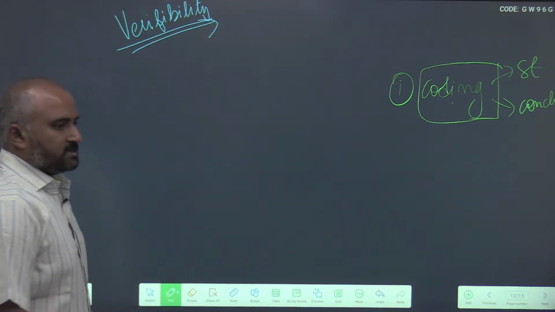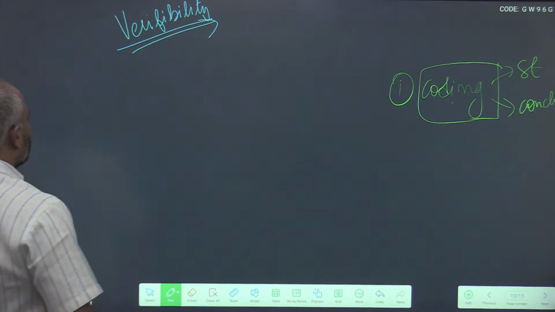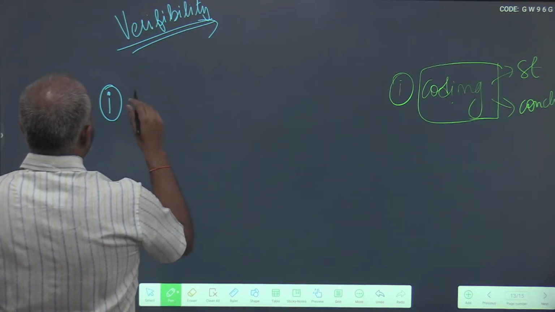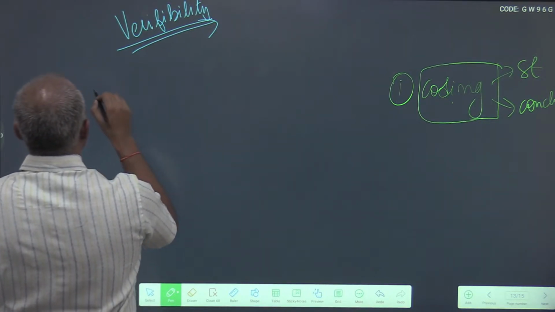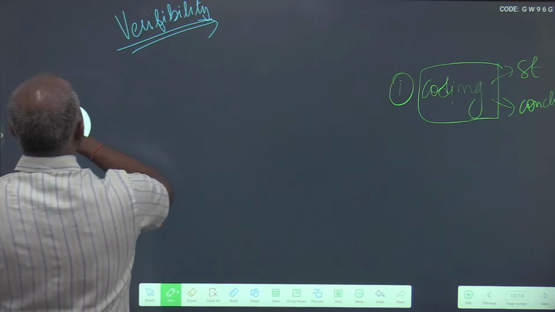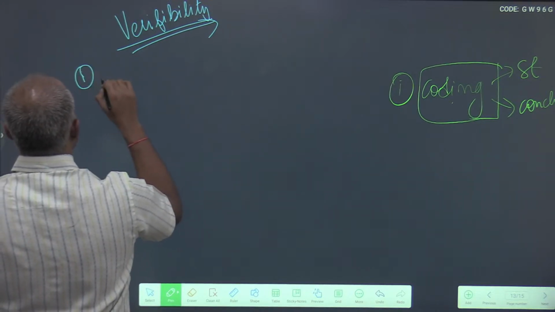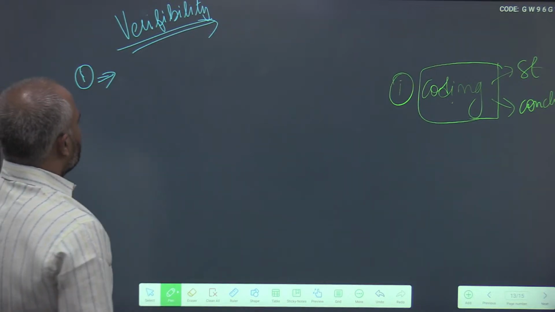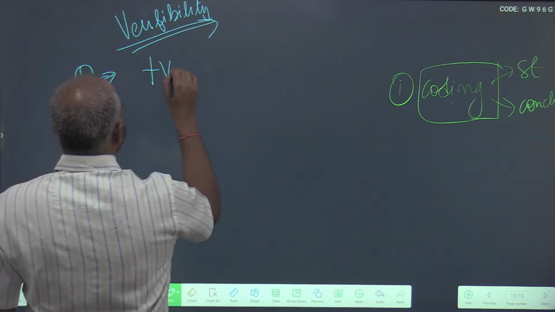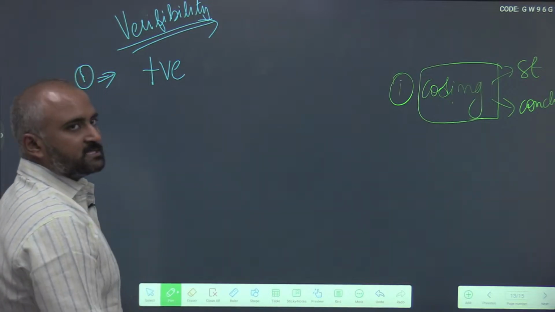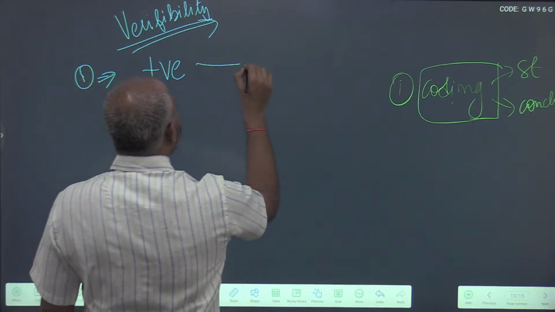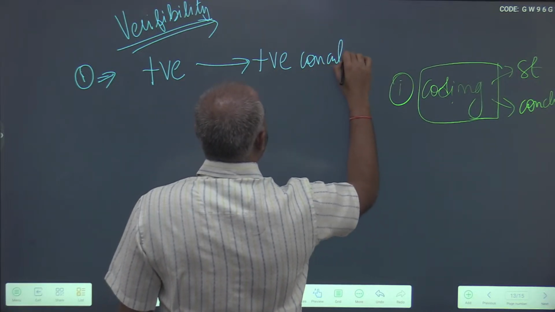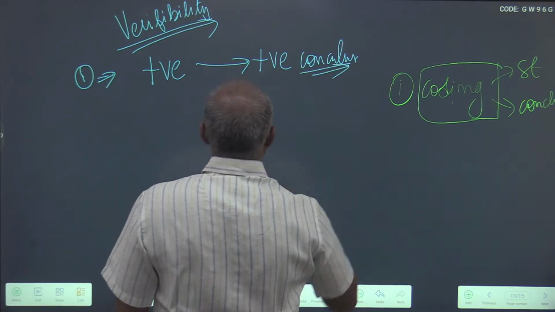Okay. The second step is verifiability. For verifiability, there are rules. One. If the statement is positive, you can only make a positive conclusion.